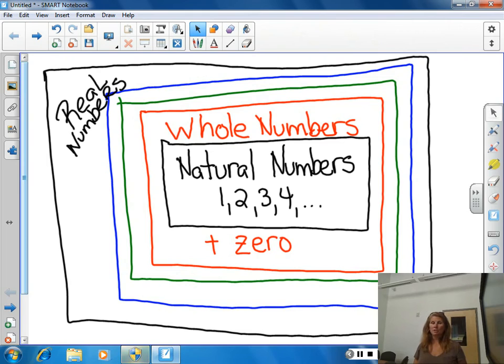Math is just a language, and the vocabulary of that is really important. So we don't want to just say, oh, it's just a number. Well, there's specific numbers, and so it's good to know natural numbers, whole numbers, and real numbers are a good starting point.